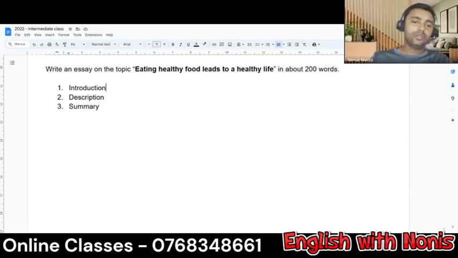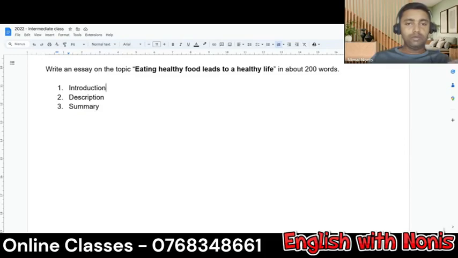So these are three paragraphs: introduction, description, and summary. Description, you can divide that into two paragraphs. So then altogether there will be four paragraphs: introduction, one paragraph; description, two paragraphs; and summary, one paragraph. Normally that's how you have to write.